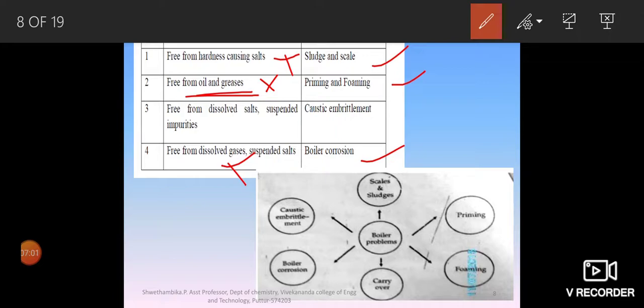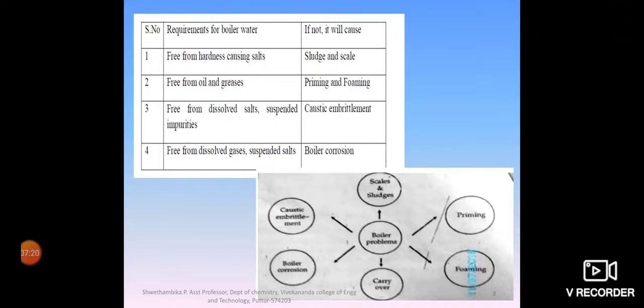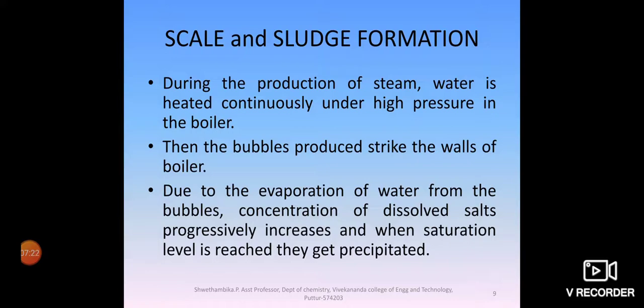Of the 1 to 4 we will be discussing in the curriculum problems 1, 2 and 4, that is scale and sludge formation, priming and foaming, and boiler corrosion. Now let us go for the topic scale and sludge formation. Let us now see on the broad spectrum why this particular scale and sludge formation takes place in the boiler.